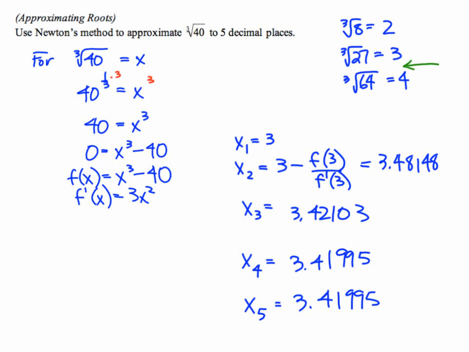Use your calculator when you're solving this. You can use your fraction button, you can plug it in right away. 3 cubed minus 40 divided by 3 times 3 squared. Your calculator will solve it all for you, and you get a value of 3.48148.